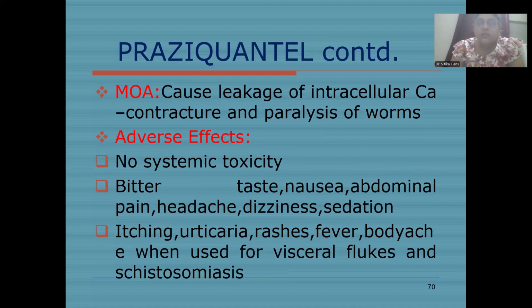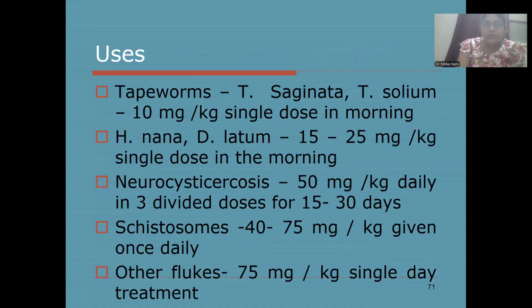Adverse effects are no systemic toxicity, bitter taste, nausea, abdominal pain, headache, dizziness, sedation, itching, urticaria, rashes, fever, body ache when used for liver flukes and schistosomiasis.